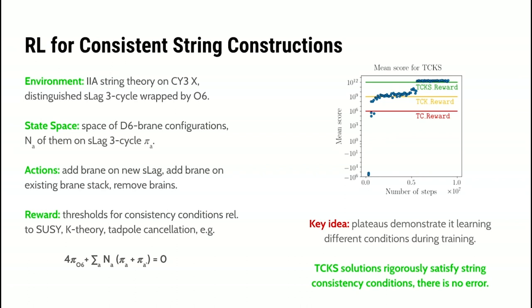The paper is actually called "Branes of that type with branes of that type," which is a play on one of Mike's titles from years ago, but I misspelled it. The actions are to add a brane on a particular type of cycle, remove them, and so on. And there are various rewards according to the things that physicists want and care about. Supersymmetry is one of them.